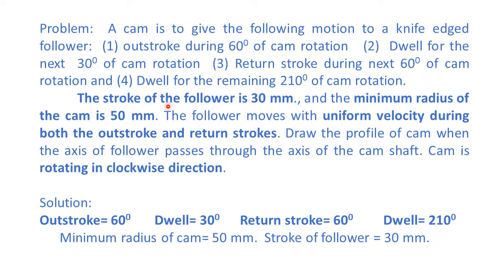The stroke of follower is 30 mm and the minimum radius of cam is 50 mm. The follower moves with uniform velocity during both the outstroke and return stroke. Draw the profile of cam when the axis of follower passes through the axis of camshaft. The cam is rotating in clockwise direction.